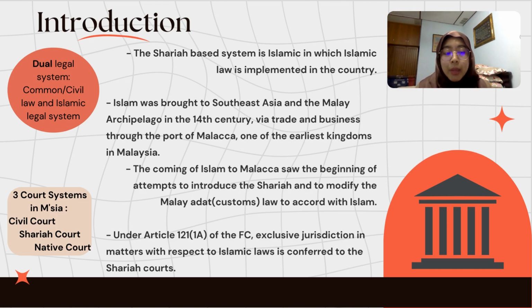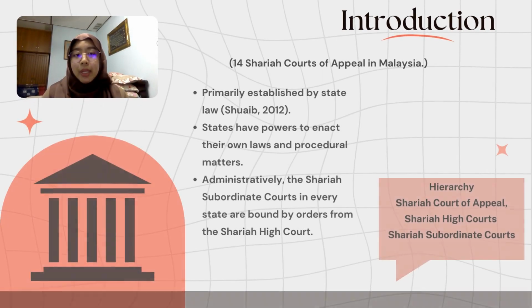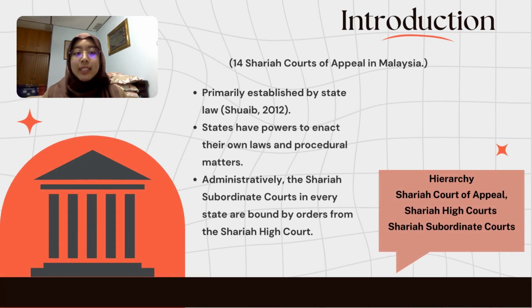Before the amendment was made to the Article 121, the parties unsatisfied with the decision of the Sharia Court brought their case to the civil court, and it was very unfortunate to see the decisions made by the former being overturned by the latter. Next, Malaysia has 14 Sharia court systems.